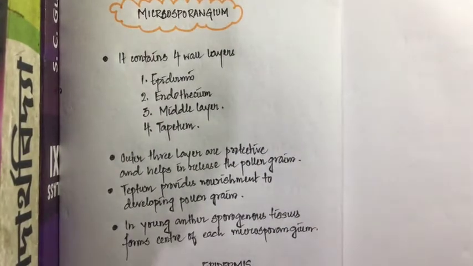So the microsporangium contains 4 layers. How many layers does it contain? It contains 4 layers. Okay, a single microsporangium.